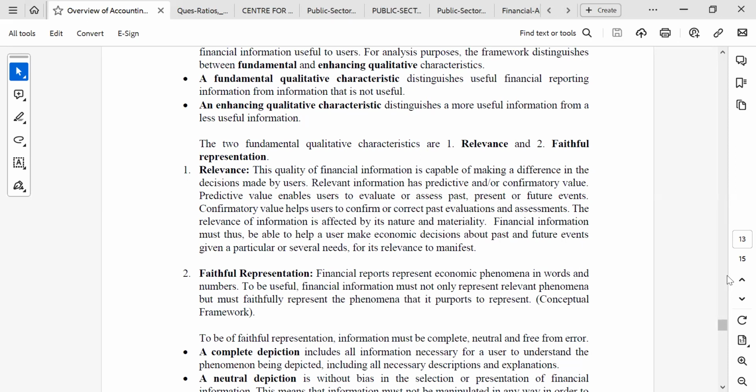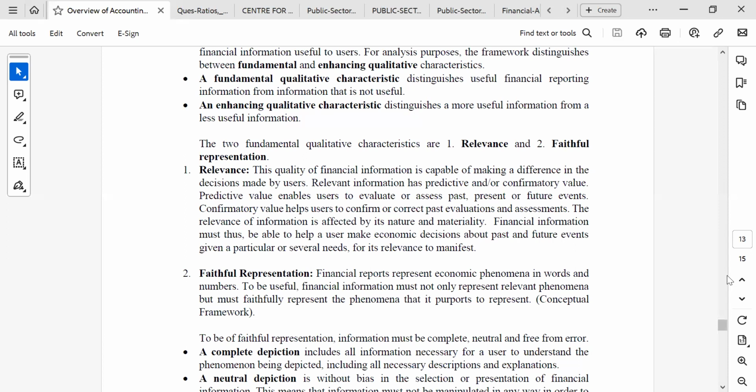Let's come to it should be complete. What do you mean by it should be complete? Okay, complete means that the financial information should include all the necessary things that the users need to know about a particular item.